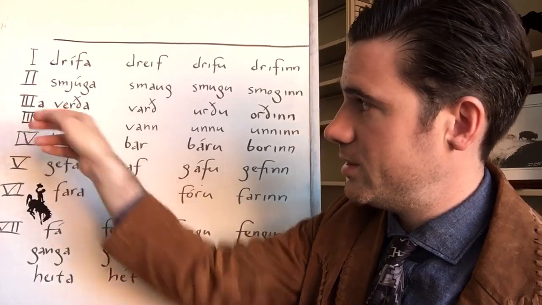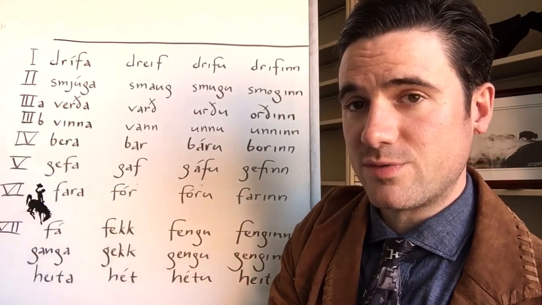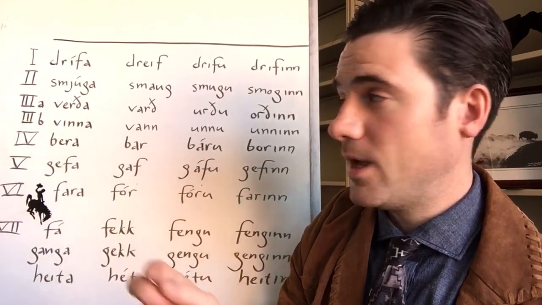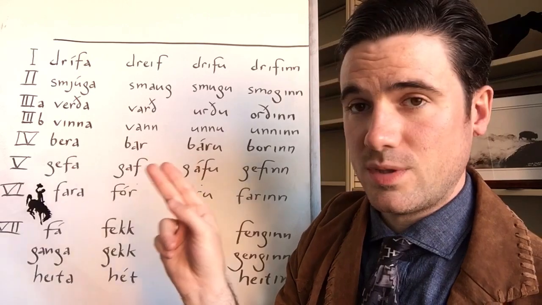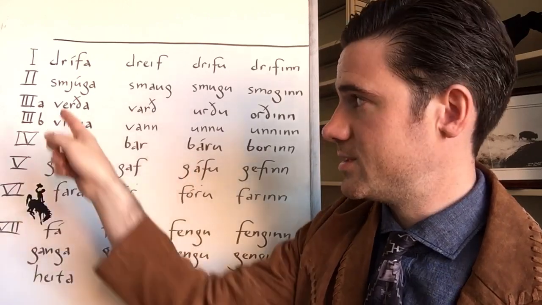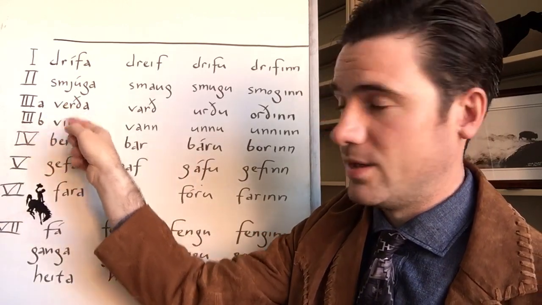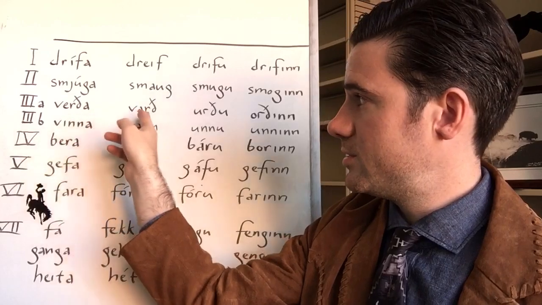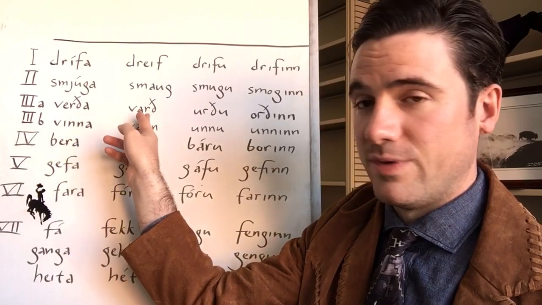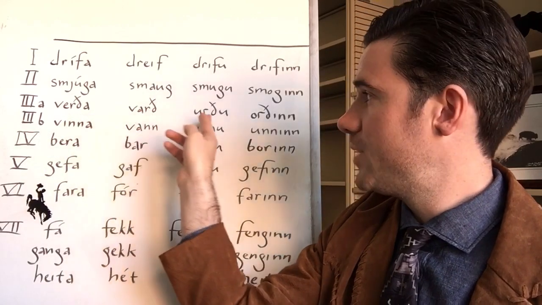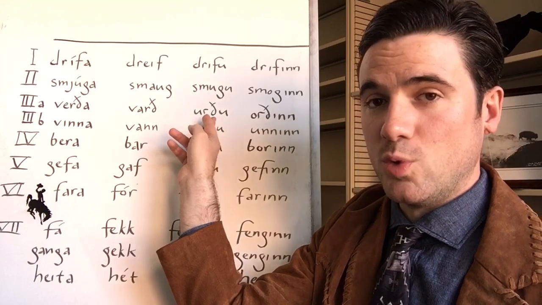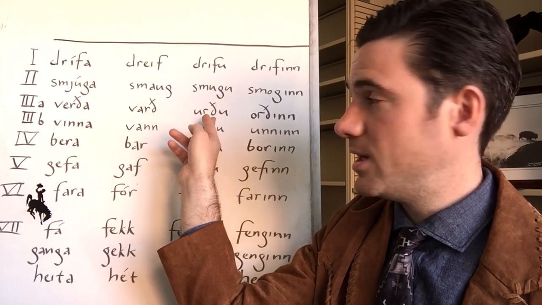Class 3, these 3A verbs will have an E in the root and then 2 consonants following it. So in this case you have E and then R and V. So here the past singular will have an A, so varð, he, she became. The past plural will have a U, urðu, they became.